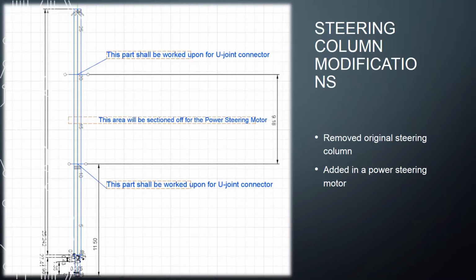Here we have the steering column modifications. The first thing to be done was to remove the steering column, and the second part was to add the power steering motor. The reason we want to add a power steering motor is to make it easier for the golf cart to turn itself once we get it working autonomously in the future. To do this, we needed to cut a section out of the original steering column where the power steering motor would fit, and there would be a U-joint connector on the top and bottom of the motor so it could fit and be connected to the original shaft.